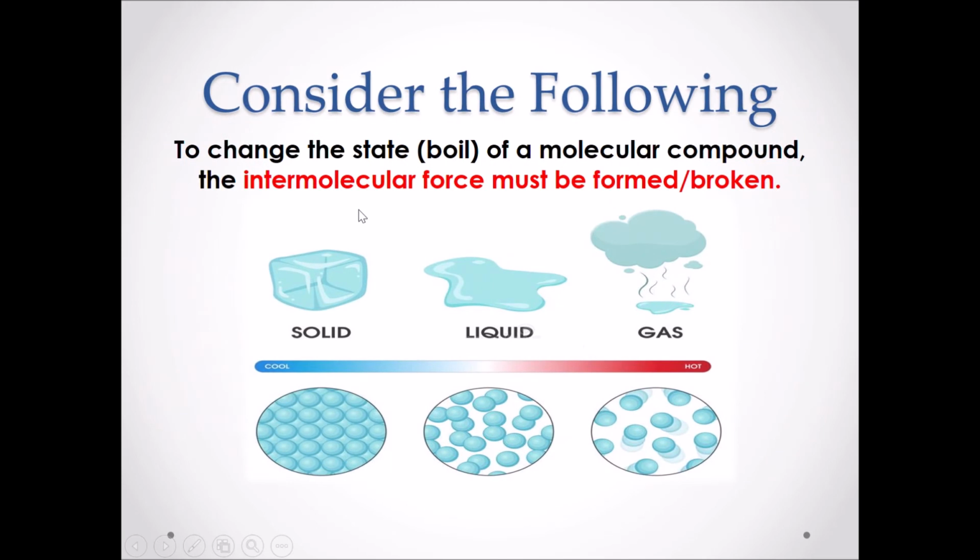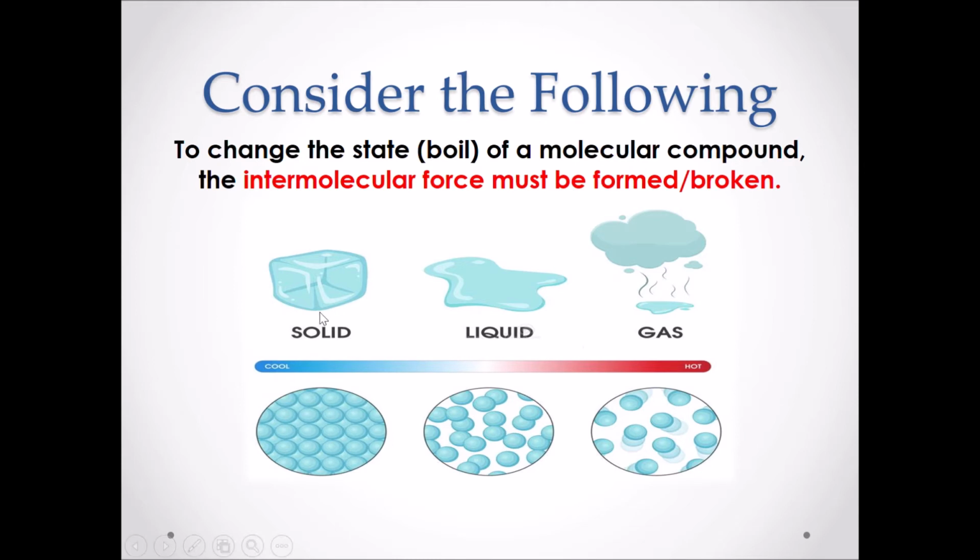It's extremely important to know that when you boil or melt a molecular substance, you are not actually breaking the bonds between the atoms in the molecule. You are only separating the intermolecular forces between molecules. For example, if we think about H2O in its solid, liquid, and gas form, its chemical formula is still H2O. We are not breaking apart the atoms in the molecule. What we are doing is separating the intermolecular forces.